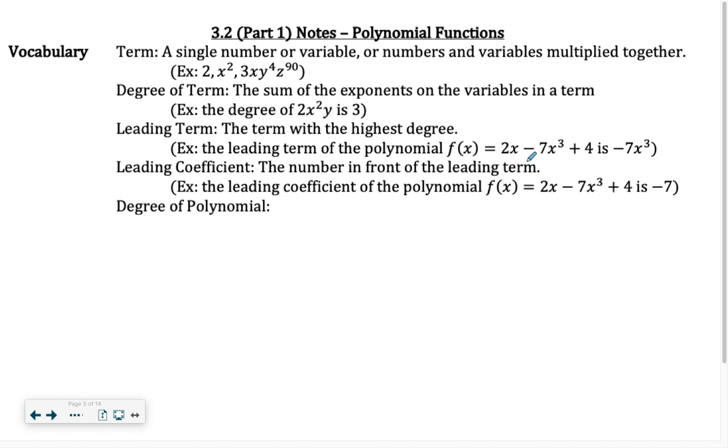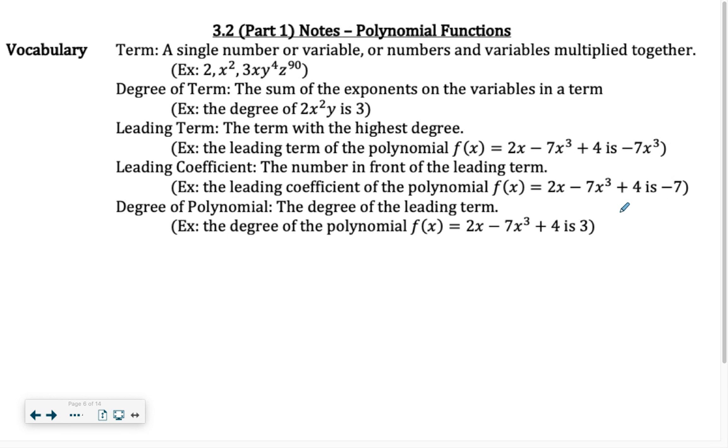A leading coefficient then is just the number in front of the leading term, or the coefficient of the leading term. So if we take that same polynomial, since negative 7x cubed was the leading term, negative 7 would be the leading coefficient.